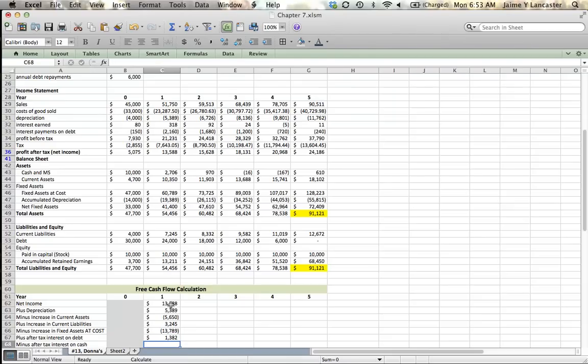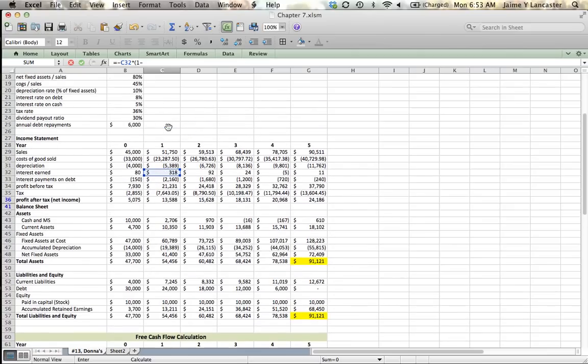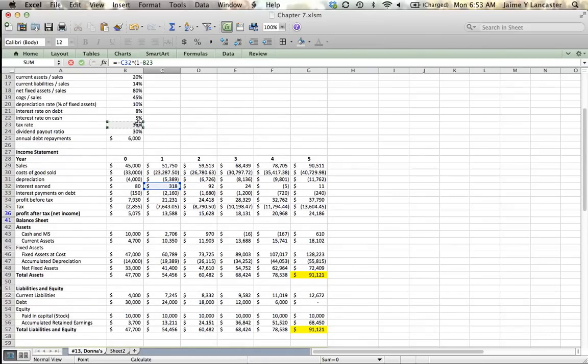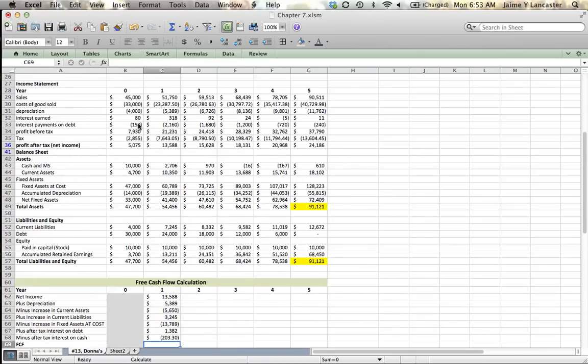And our after-tax interest on cash, that's also after-tax because we did pay that tax, that was a real cash flow. Negative, because we're going to subtract that out, multiplied again by 1 minus the tax rate. I'm going to scroll, close my parentheses, and hit return.